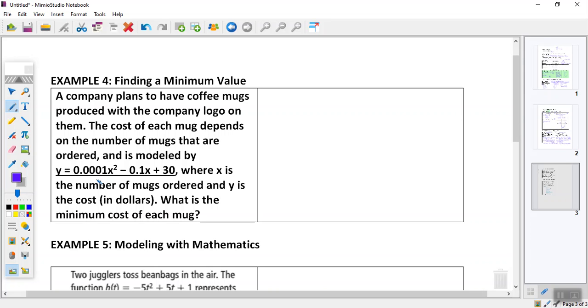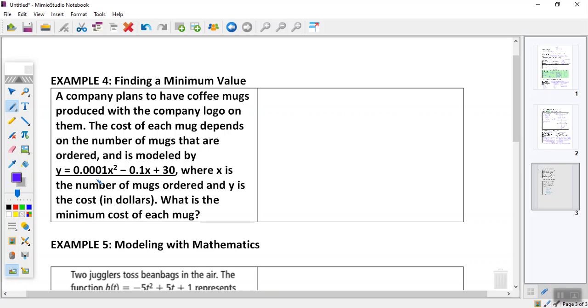Company plans to have coffee mugs. Ooh, cup of coffee produced with the company logo on them. Maybe that's what I need to have. Coffee mugs. We should have coffee mugs for everybody with our union logo on it. And we can have a flavor of the day. Is that not a thing already? Isn't it? I thought that it was a thing. I don't know. I have my coffee maker over there.